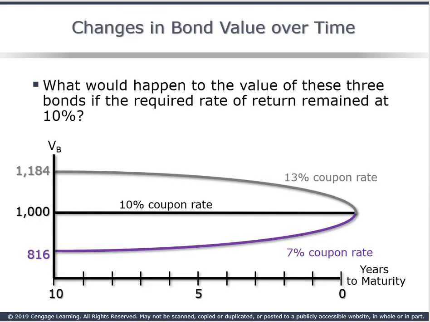So if we were to graph this out, what we would see is that the 10% coupon rate would give us the $1,000, the 7% would be much lower than that, and the 13% would be much higher than that.